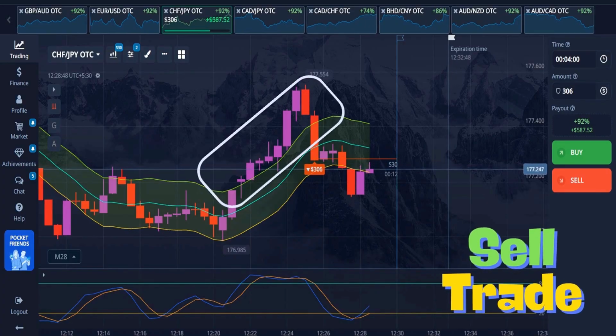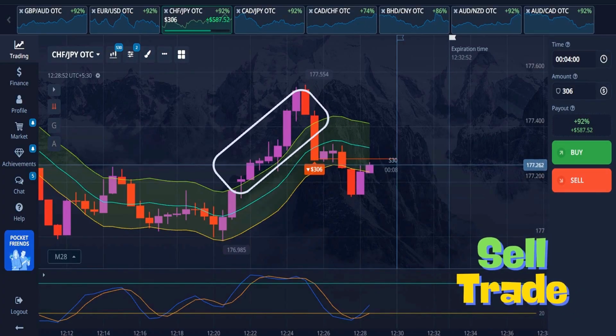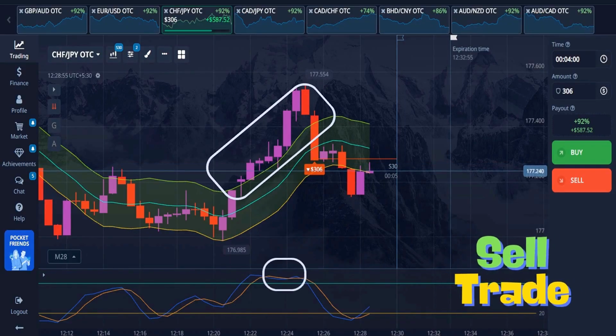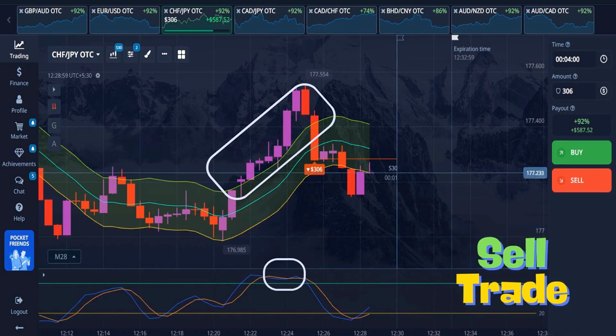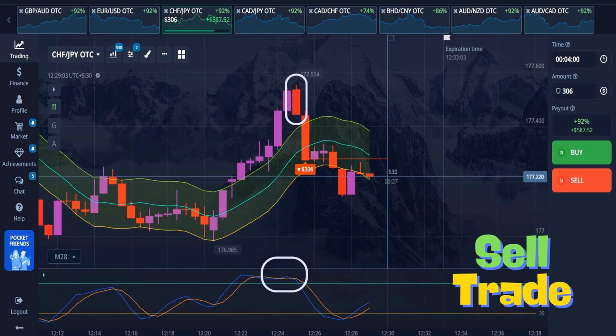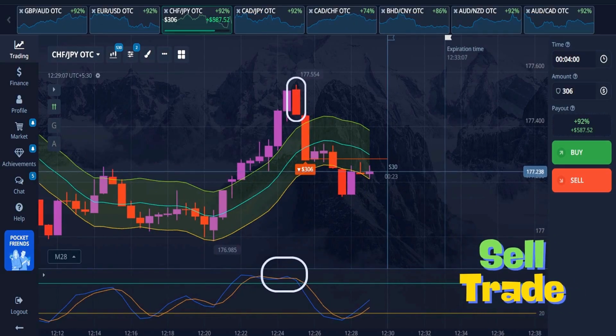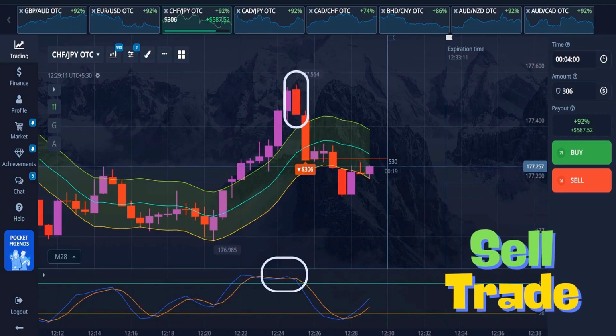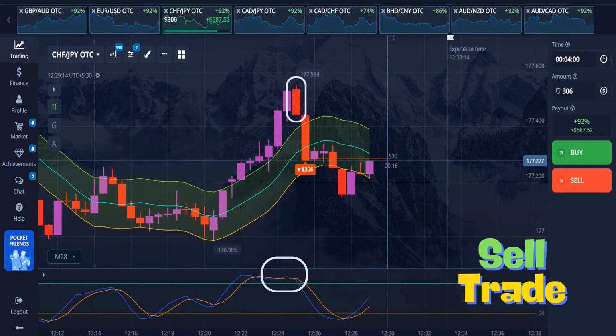Sell trade. Wait for the price to touch or go above the upper line of the Envelopes indicator. Check if the stochastic lines are crossing each other. Then, wait for a bearish, red candle to confirm the trade. Once confirmed, take a sell trade with 4 minutes expiry.